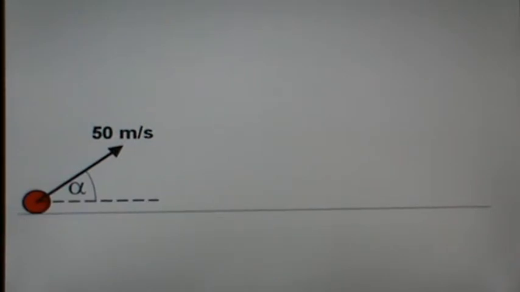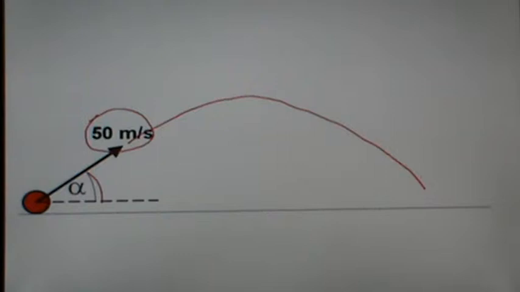Now, in reality, if we hit the ball with a certain velocity, here we have the speed 50 meters per second and certain angle alpha, the ball will also move in the parabolic path. Therefore, to solve this problem, it's important for us to separate the initial velocity in the x and y direction.